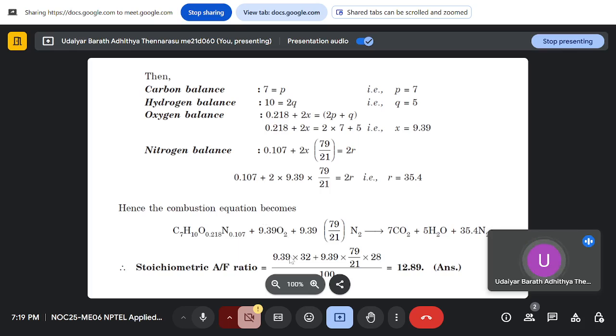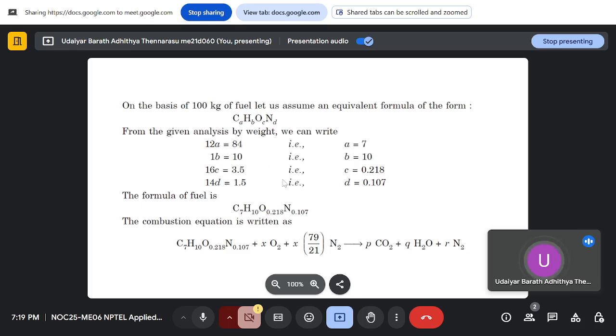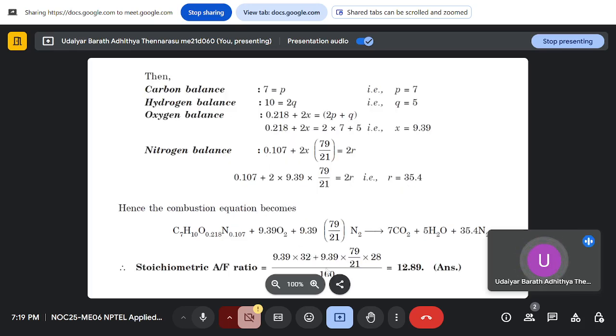So the stoichiometric air-fuel ratio is 9.39 into 32 plus 9.39 into 79 by 21 into 28. We are finding the mass, divided by, since we assumed 100 kg of fuel, 100 kg of fuel, which gives you 12.89. So that is the stoichiometric air-fuel ratio.